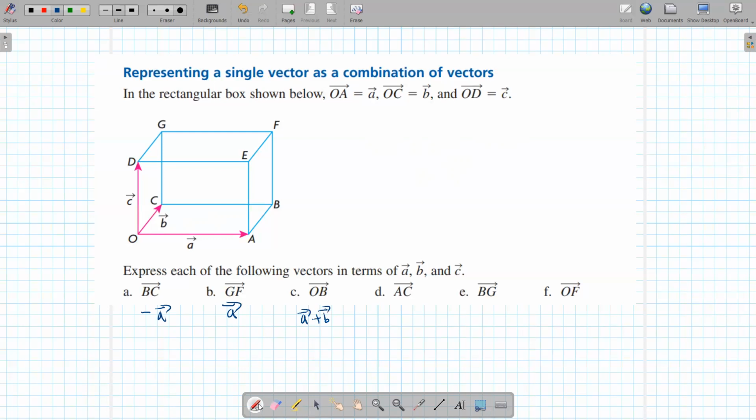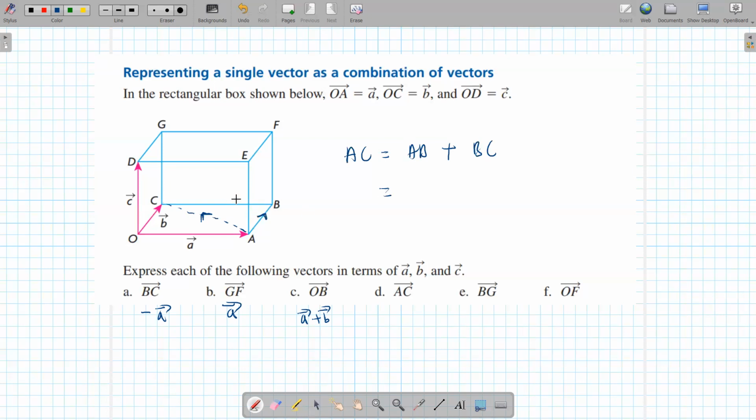D. AC. Where is AC? Okay, so we need to go here. See that? How do you go from A to C? It's going to be the sum of two different vectors. What plus what? AB plus BC. Perfect. AB plus BC.